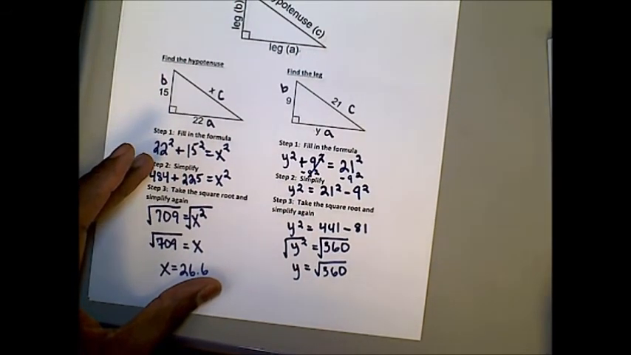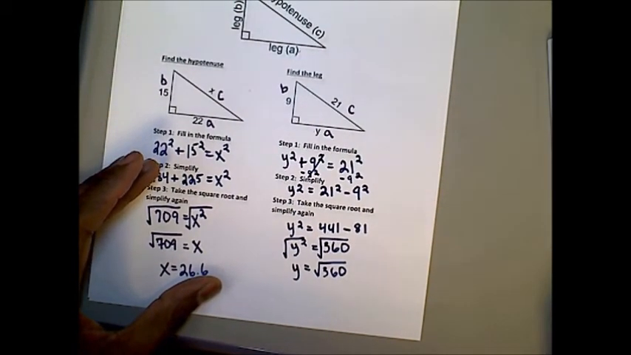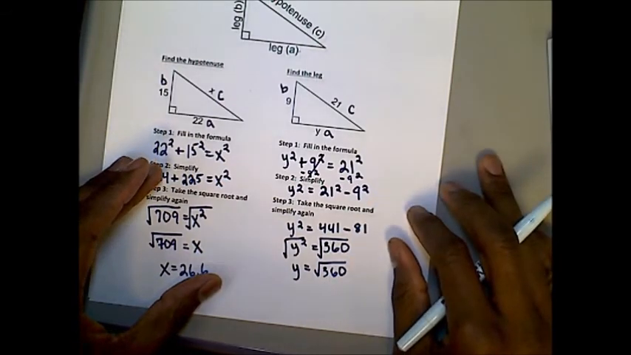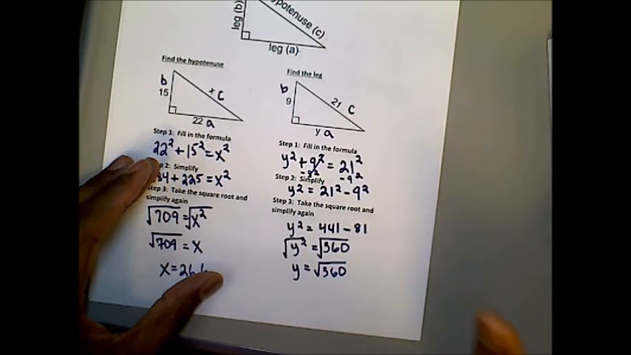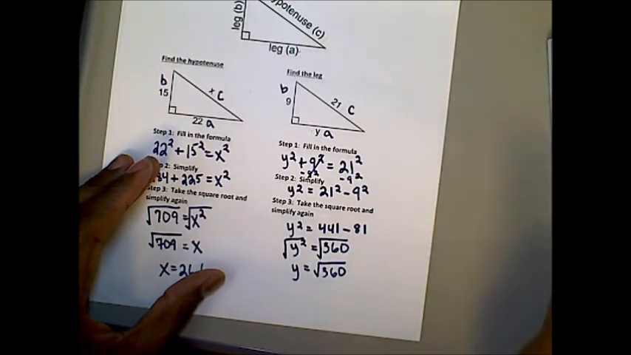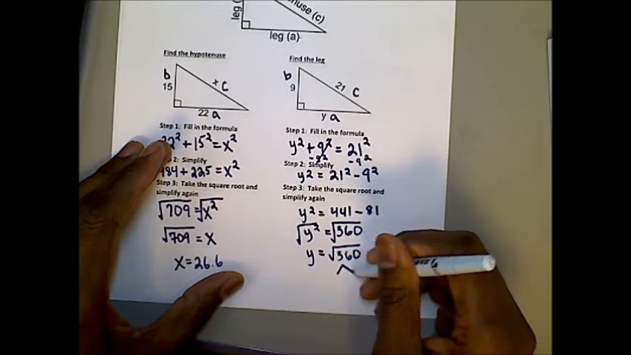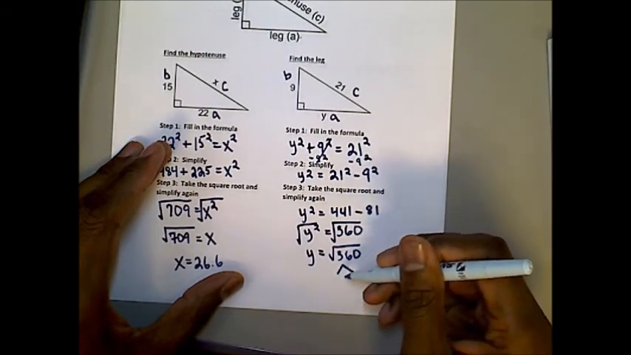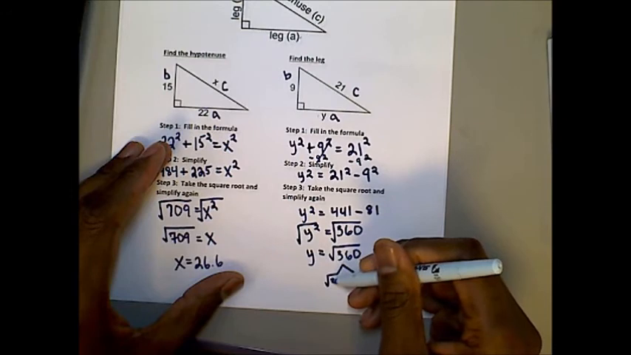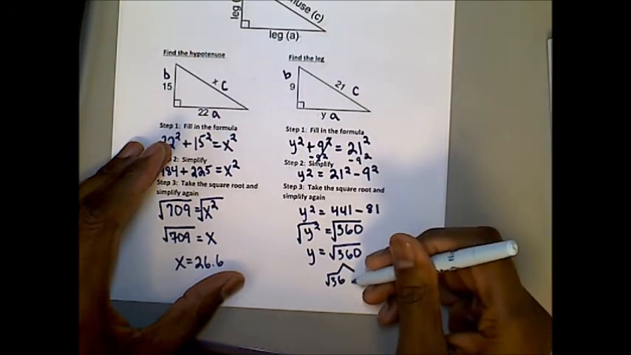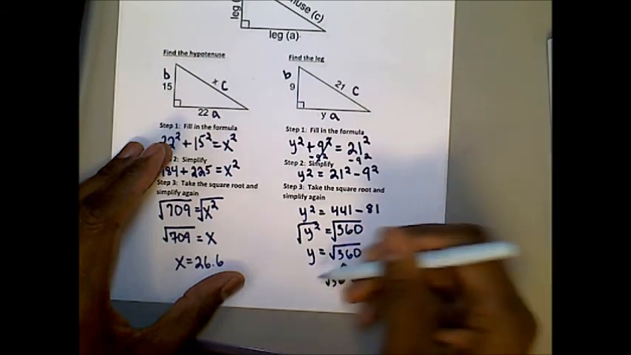So 360 is actually not in its simplest form. So I can actually break this radical down even further. I need to find a perfect square that goes into 360. Okay, so the first one I think about is 36, because 6 times 6 is 36. So I can actually break this down a little bit further into the square root of 36. And what times 36 gives me 360? 10 times the square root of 10.